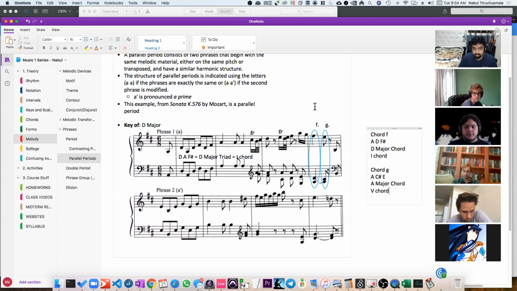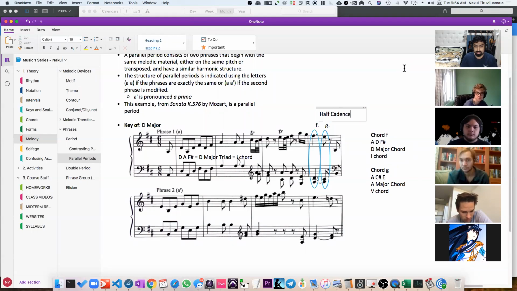So what we see from F to G is really, well, what do we see? We see a 1 chord going to a 5 chord, which is a nice old half cadence. Classic, right?